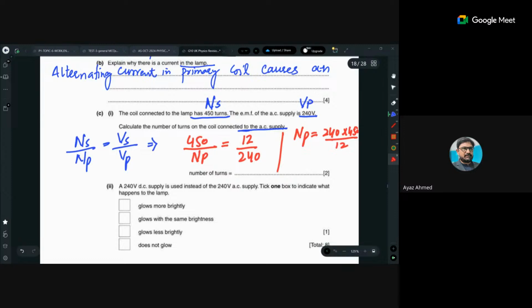Okay, so 12 ones are 12, 40. So it would be 9000 turns.